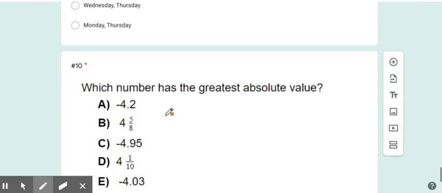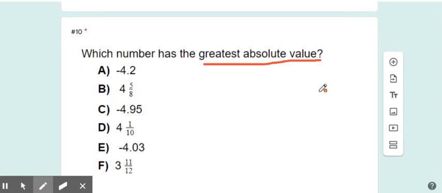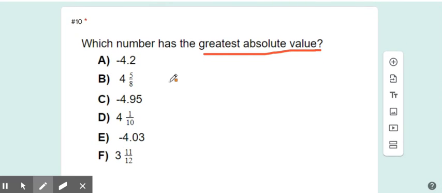Last one, number 10. Which number has the greatest absolute value? So you want the number that is furthest from 0. I would make all of these decimals and then figure out the absolute value, the number that is furthest from 0.